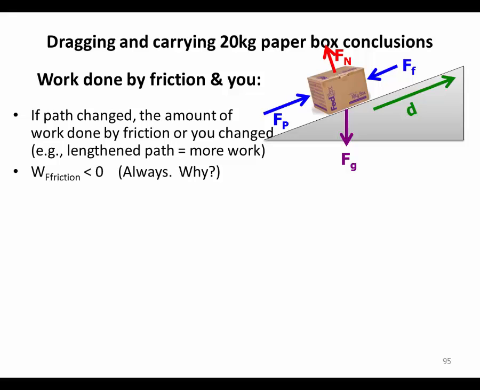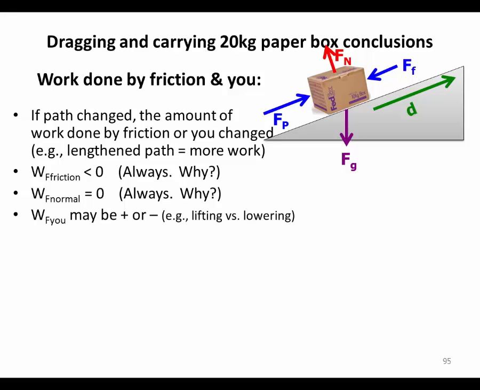We noted also that the work done by friction is always going to be less than zero. You should be able to explain that. The work done by a normal force will always be zero, and you should be able to explain that. And the work done by you may be positive or it may be negative. If you are, for example, in this case, lifting the box, it turns out your work is positive, and if you are lowering the box, it turns out the work is negative. And you could think of some other situations as well.